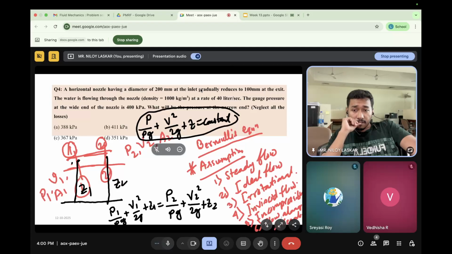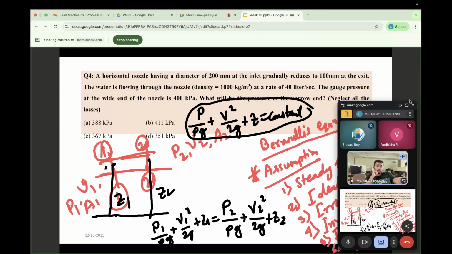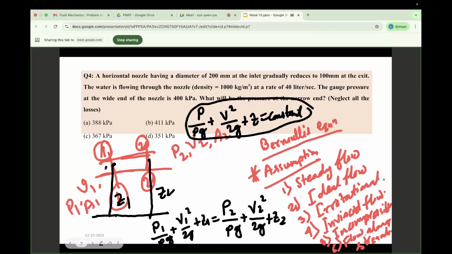Now you can please try to solve this question. In this question, what has been asked? What will be the pressure at the narrow end? A nozzle is there. I think you understand this. I am drawing this diagram for you. I am removing all this, okay?